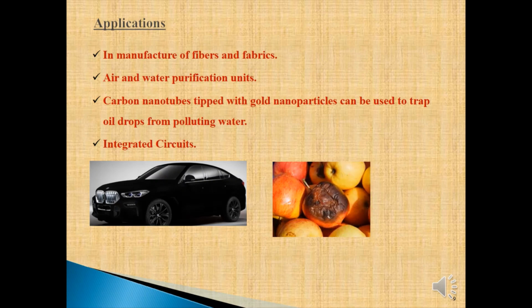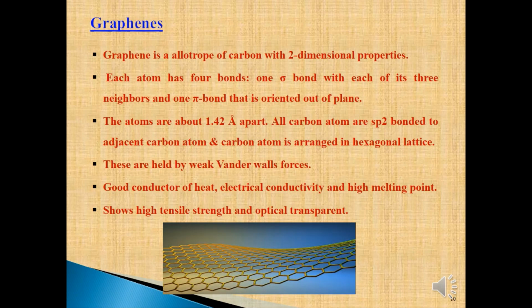The last kind of nanomaterial is graphene. Graphene is an allotrope of carbon with two-dimensional properties. Each atom has four bonds, one sigma bond with each of its three neighbors and one pi bond that is oriented out of the plane. The atoms are about 1.42 angstrom apart. All carbon atoms are sp2 bonded to the adjacent carbon, and the carbon atoms are arranged in a hexagonal lattice. The layers are held by weak van der Waals forces.